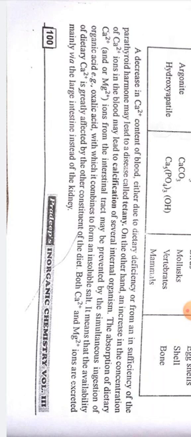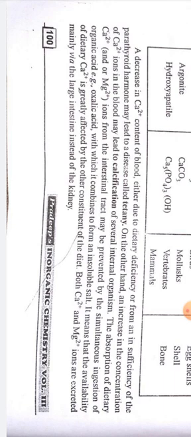A decrease in calcium ion content of blood, either due to a dietary deficiency or insufficiency of the parathyroid hormone, may lead to a disease called tetany. On the other hand, an increase in the concentration of calcium ion in blood may lead to calcification of several internal organs.